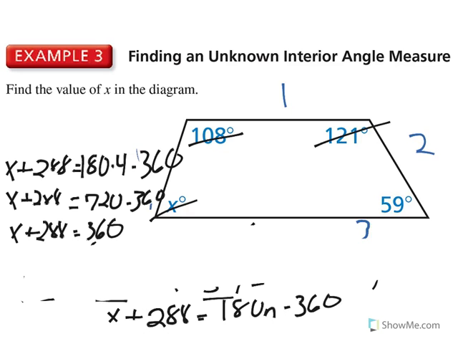To get x by itself, I need to subtract. This is just your algebra skills again. So I end up getting that x is 72. That would be my answer. Once again, this is just setting it up. I need to be able to know my formula that all my interior angles add up to equal 180 times n minus 2, and then the rest of it is just solving with algebra.